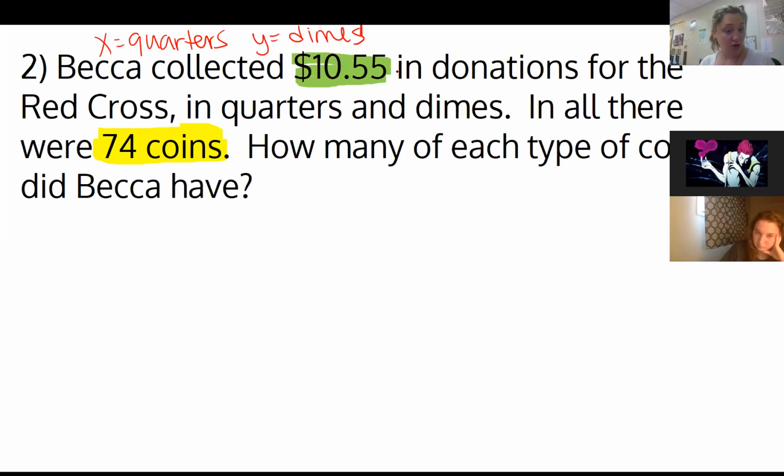Something else we know about quarters and dimes is we know how much they're worth, don't we? So I know the worth that goes behind quarters. I know the worth that goes behind dimes. So therefore, I can make my two equations from this.